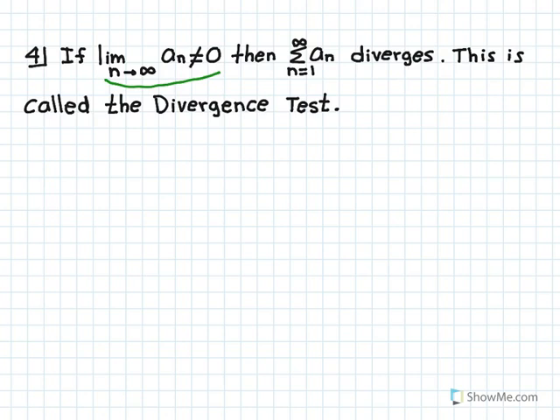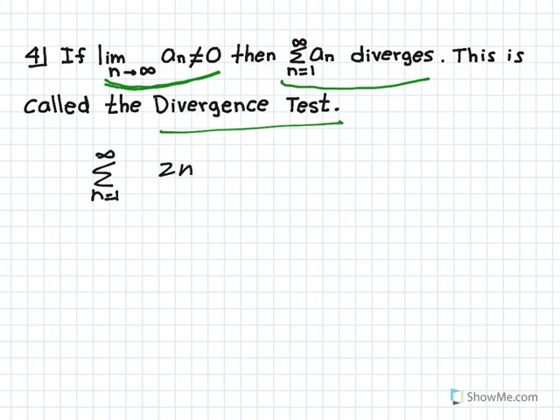So if the limit as n approaches infinity of a sub n is not equal to 0, then summation n equals 1 to infinity of a sub n diverges. This is called the divergence test. Let's actually look at an example of that, because we didn't do this particular example. So let's look at summation n equals 1 to infinity of 2n divided by n plus 5.